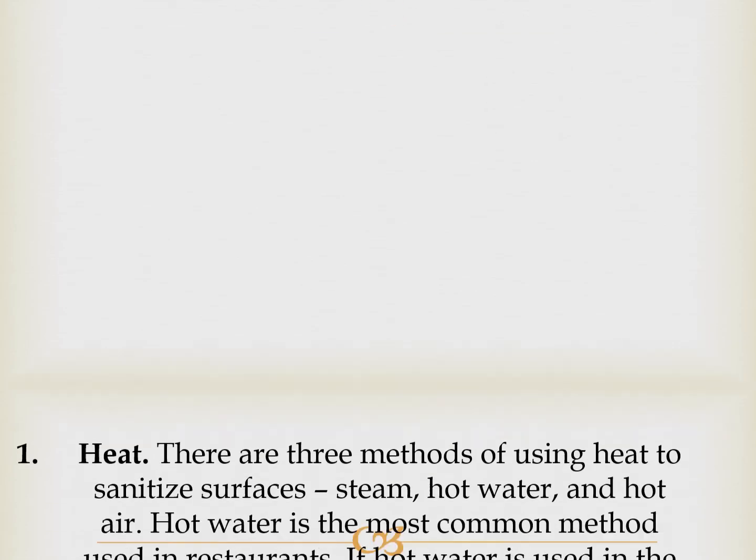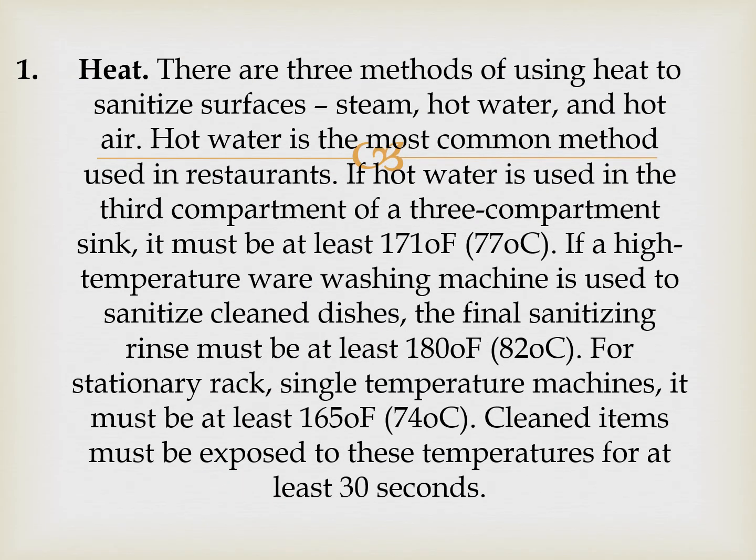Sanitizing methods. Number 1. Heat. There are 3 methods of using heat to sanitize surfaces: steam, hot water, and hot air. Hot water is the most common method used in restaurants. If hot water is used in the 3rd compartment of a 3-compartment sink, it must be at least 171 Fahrenheit.